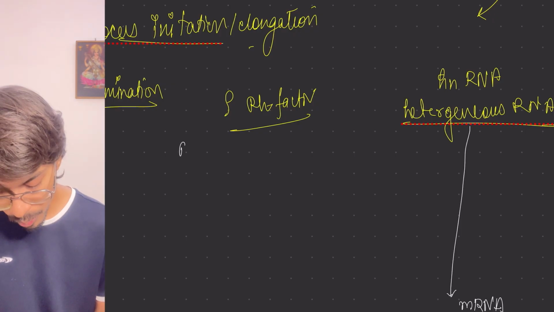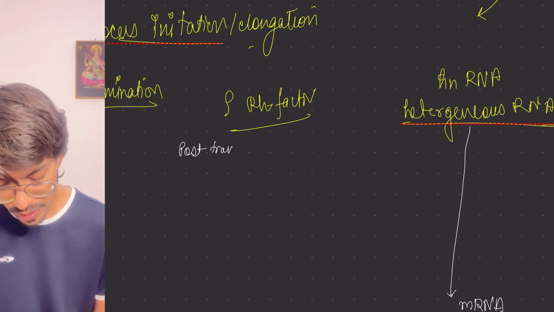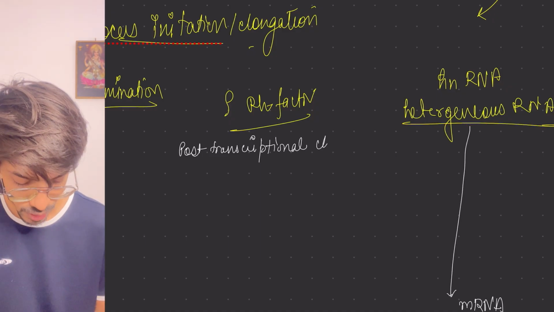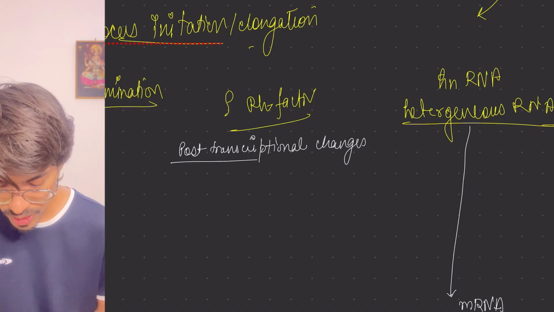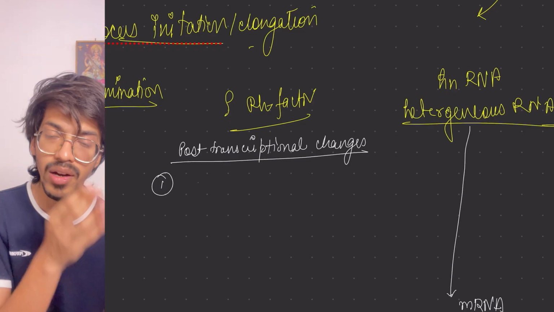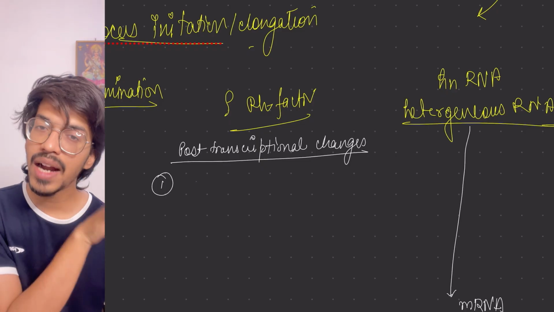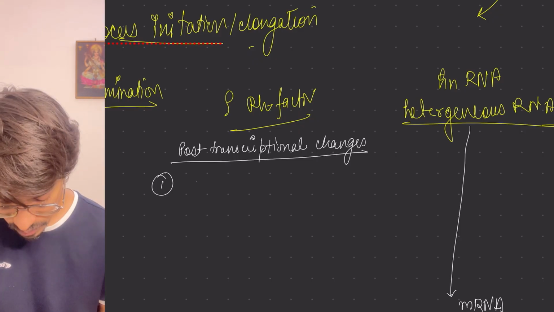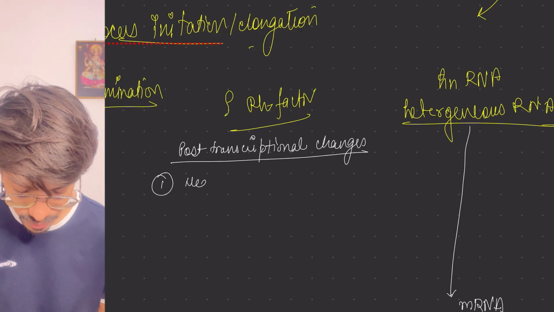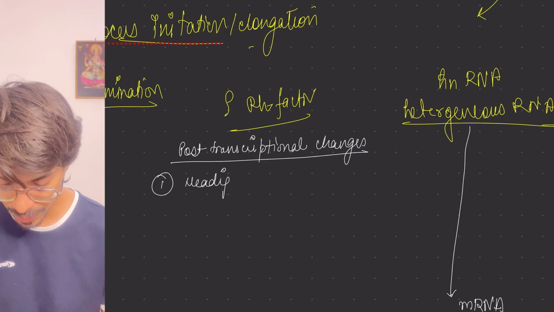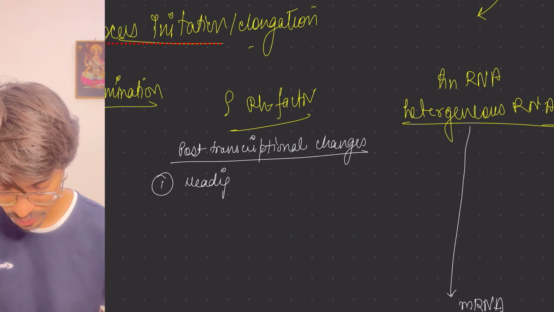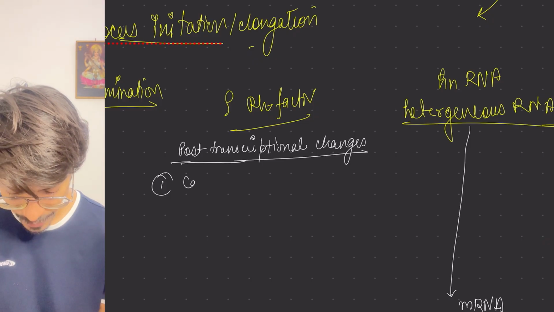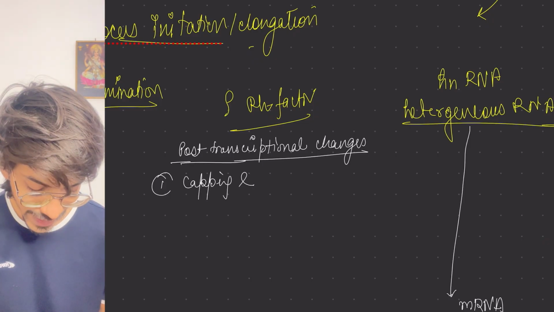This is known as post-transcriptional changes. So what do we do? First, we add the cap on the head, and on the tail we add a long polynucleotide chain. Capping, not heading, wrong word, sorry. So there will be capping and tailing.